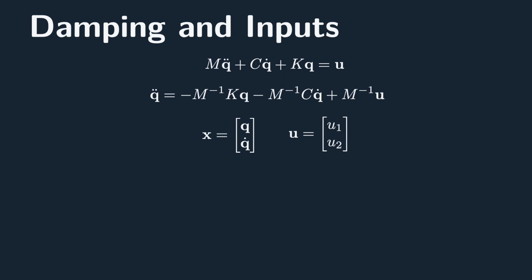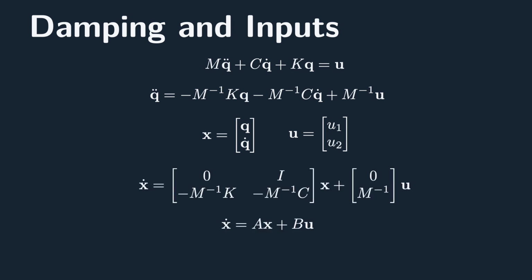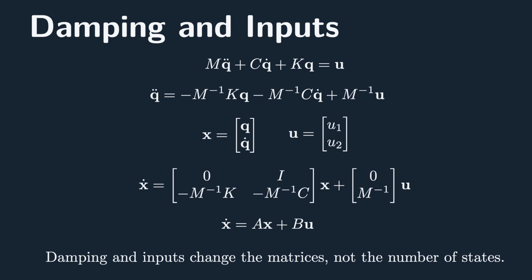Using the same state vector as before, x is made by stacking q and q dot, so the state space model now has the form x dot equals Ax plus Bu. The damping term changes the A matrix by adding the m inverse C block. The input term gives the B matrix, with m inverse in the lower block. For this example, x has 4 entries and u has 2 entries, so B is a 4x2 matrix. In general, B has one row for each state equation and one column for each input. So damping and these external inputs change the matrices, but they do not change the number of states.